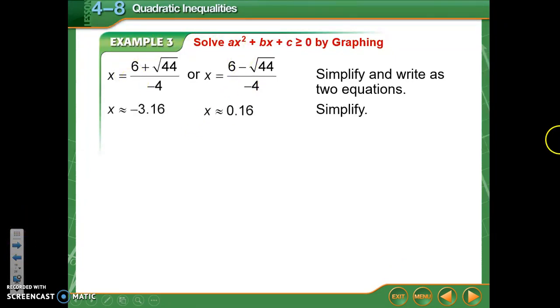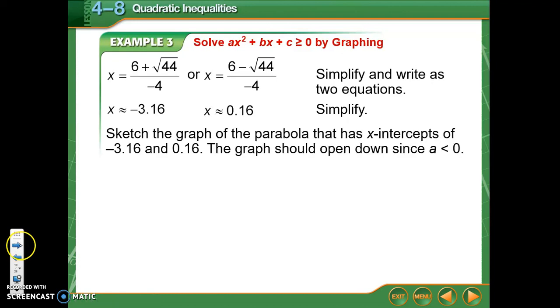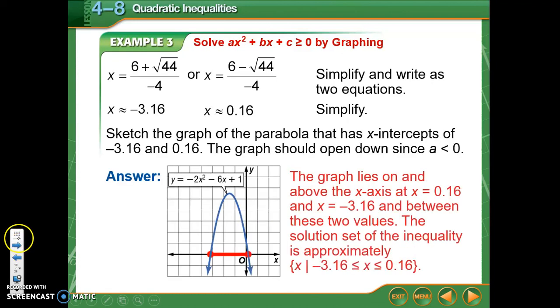And in this case, since we're going to try to graph, we're going to estimate them in our calculator. Here we're rounding to the nearest hundredth because 44 is not a perfect square, so we're going to have irrational roots instead of rational ones. So when we sketch our graph, we know that A is negative here, so I know it's going to open downward. Here is the x-intercept that's -3.16, and here is about 0.16. And I sketch my parabola, it opens downward. I could get my exact vertex if I wanted to graph precisely.